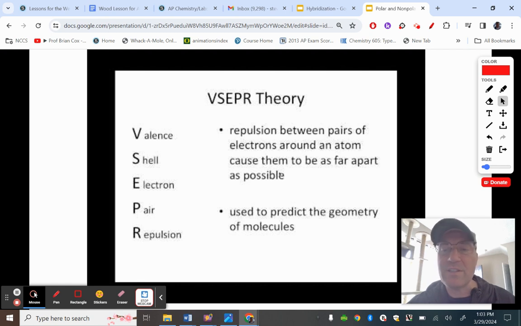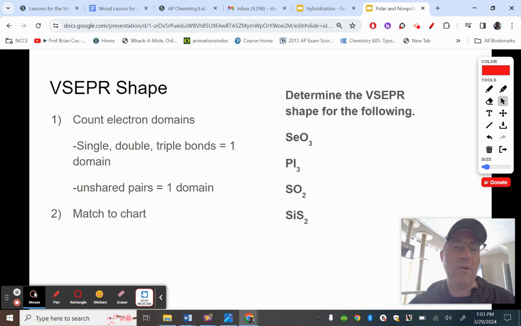So VSEPR theory stands for valence shell electron pair repulsion model, where electrons hate each other. And they hate each other because they're both negative and they can't stand being close to other negative things. So that's basically it. So anyways, when you're doing this, you have to be able to look at it by counting domains. So a single bond, a double bond, a triple bond is one domain. Unshared pair, one domain. And then you just have to memorize that chart that I sent you.